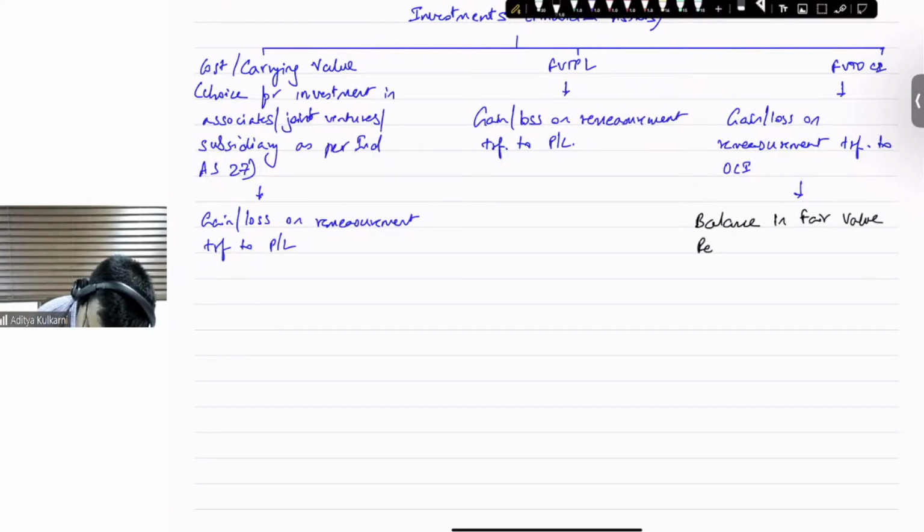So the balance in the fair value reserve, other comprehensive income, is to be transferred to retained earnings.